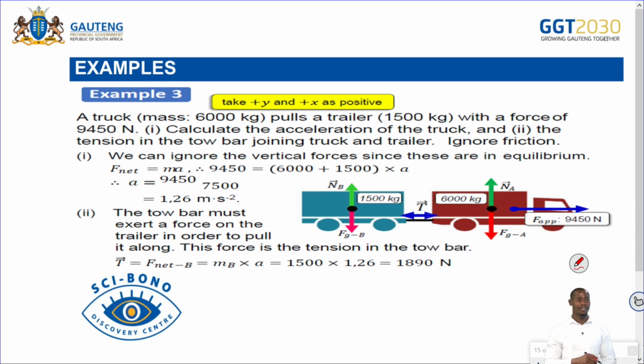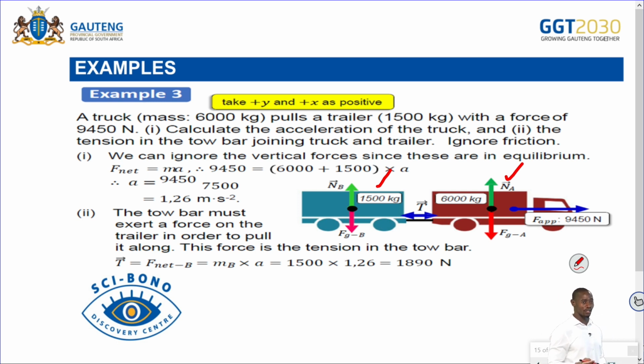So let's look at this one also. So these are two body systems. So if it's two body systems, make sure that you draw a free body diagram for each object in that system. All right, so the two objects is the 1,500 kilogram and the 6,000. So what are you supposed to do? Draw a free body diagram for both. A truck of mass 6,000 kilograms pulls a trailer which is 1,500 kilograms with a force of 9,450 newtons. Then they want us to calculate the acceleration of this truck and the tension in the tow bar joining truck and trailer. Ignore friction.